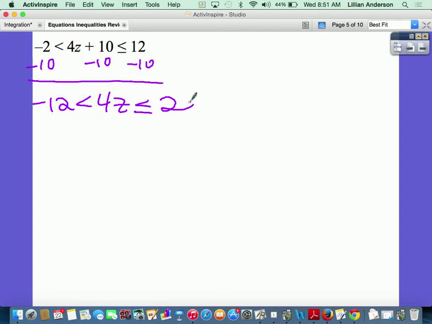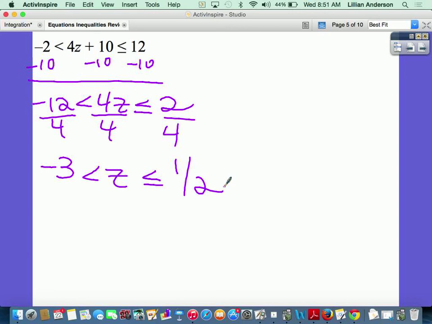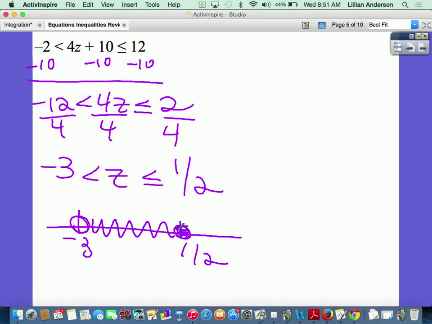Divide by 4 on everything. Divide everything by 4. You just don't do it to one part of the inequality, you do it to all parts. So then what will I have here? Negative 3 is less than z, less than or equal to 1/2. Very good. Quick review. If they asked you to graph this on the number line, what would be at negative 3? And at 1/2? Close. And where would the shading go? In between. Okay, good. Glad you guys remember.